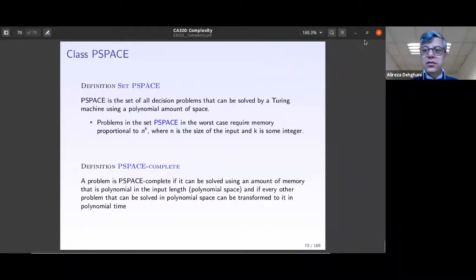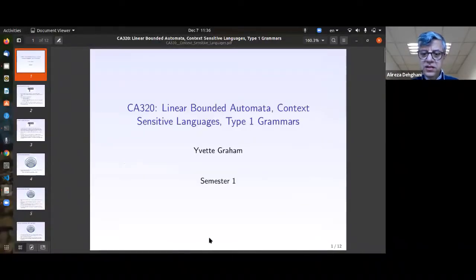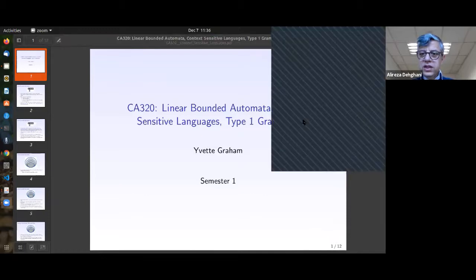We have another topic to discuss for the rest of today, which I will share the screen with you. Let me share the new screen with you. Okay, can you see please the new screen, which is the linear bounded automata? Can you see the linear bounded automata? Yeah, very good. Thank you very much.